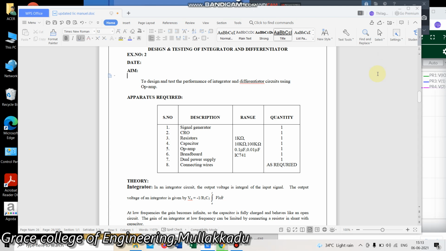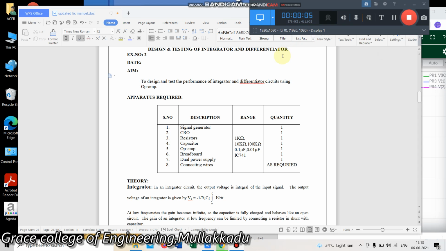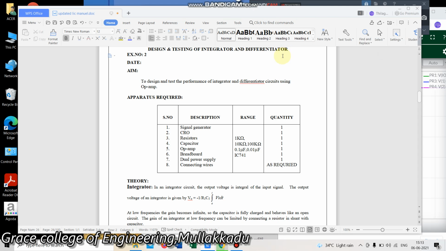Next we are going to see our second experiment, design and testing of integrator and differentiator. Here we have to obtain the performance of the integrator as well as differentiator. We have the input as a waveform and the output will be another waveform for the integrator and differentiator.